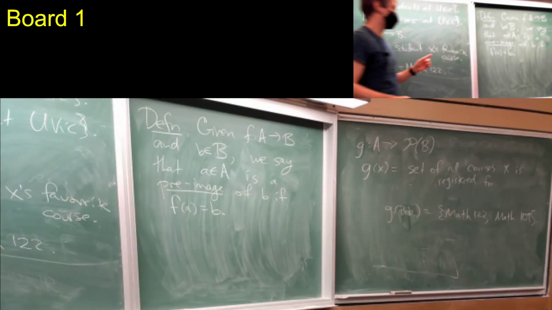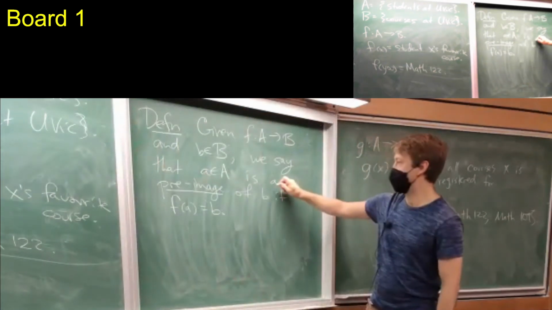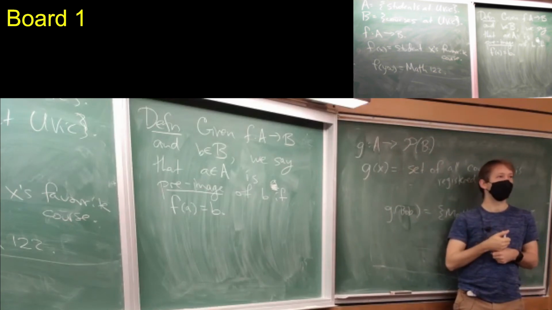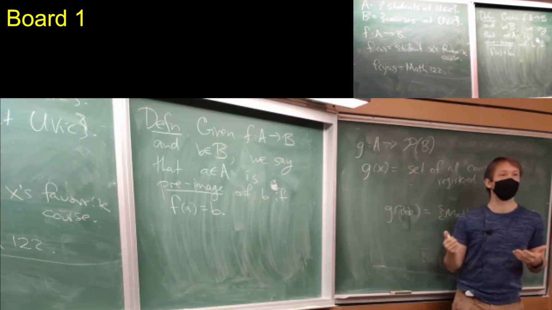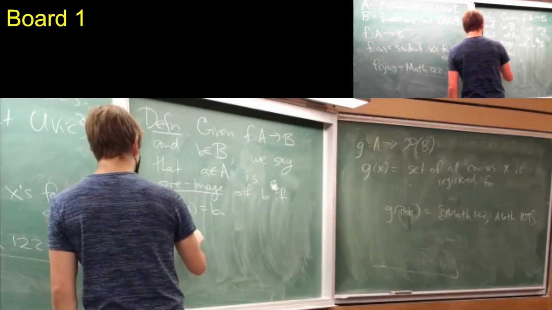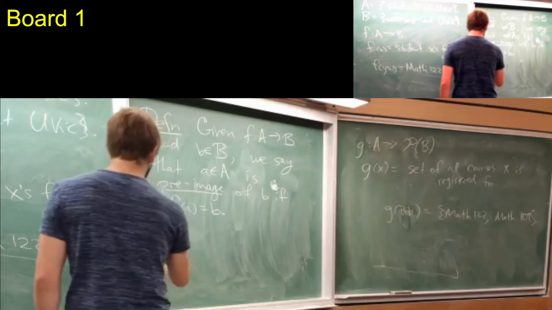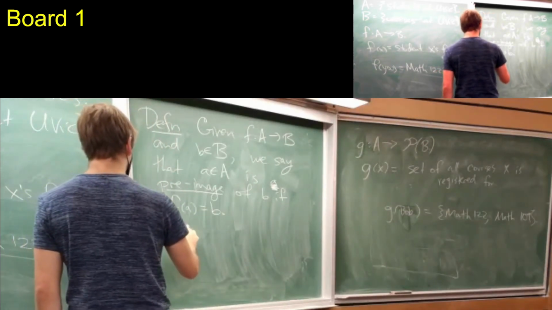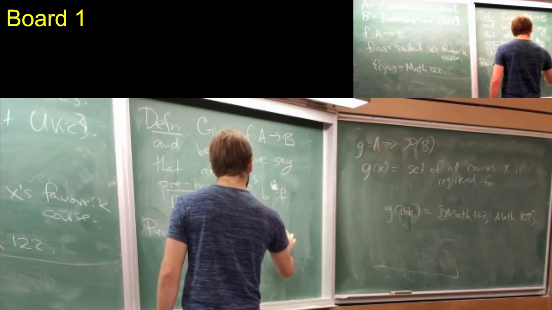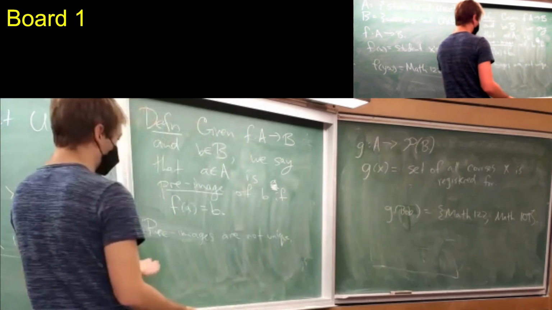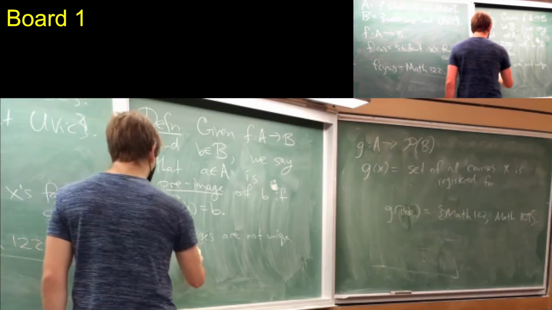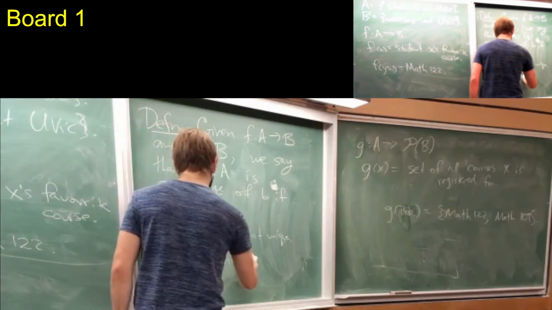A key thing here is this word, a preimage. I'm not saying it's the preimage of b, because it might not be unique. Preimages are not unique. And moreover, preimages might not even exist. They need not even exist.